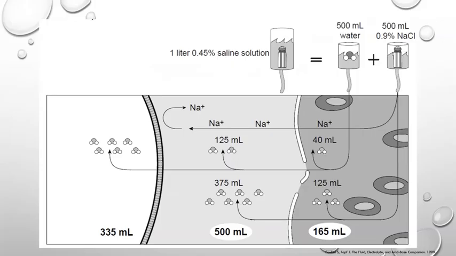In summary, when you give someone a liter bag of half normal saline, approximately 667 mL will stay in the extracellular fluid, and 333 mL will go into the intracellular fluid. This type of distribution of water would be helpful if you want to expand the volume in the plasma.